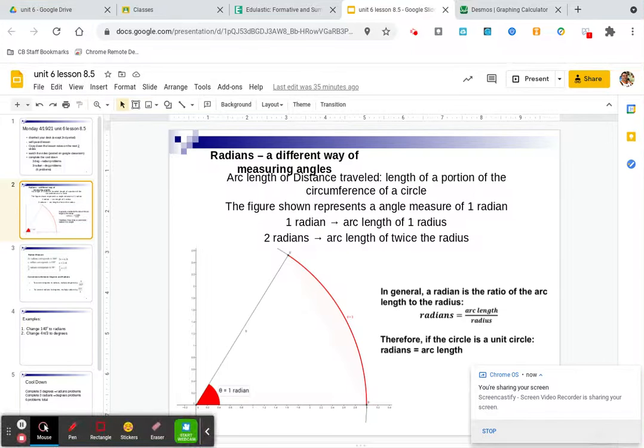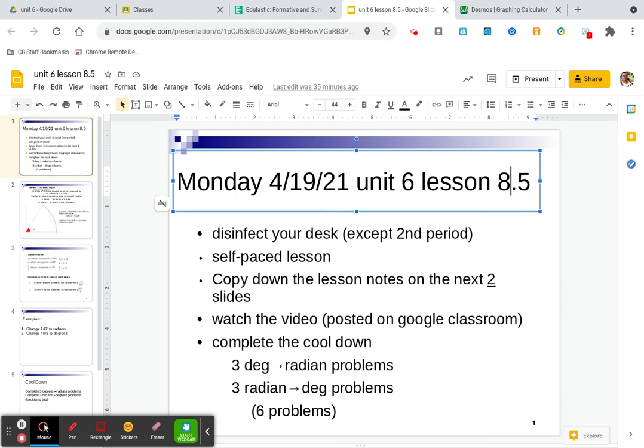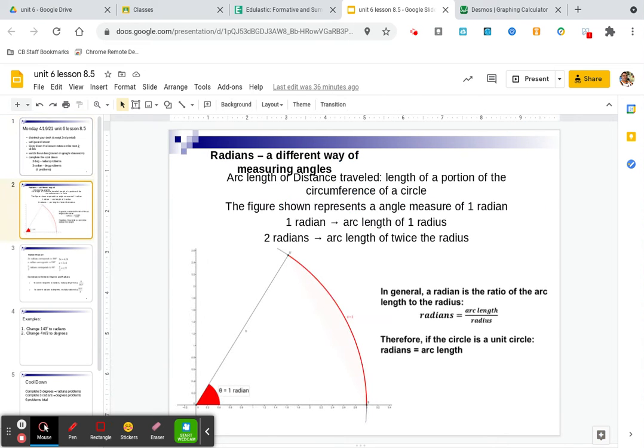All right, so for today's lesson, we're actually going to learn about something that's not in our curriculum. This was something that you should have learned last year, but you didn't get to because of COVID. So that's why I'm calling this lesson 8.5, because this is an additional lesson that we had to do because you missed so much time last year. And what we're talking about today are radians.